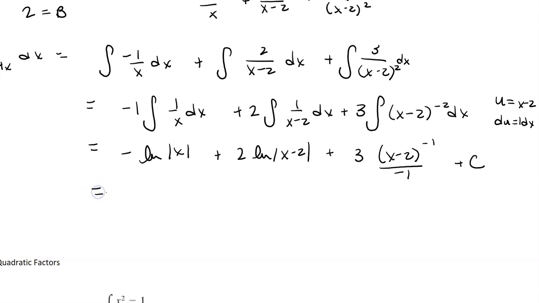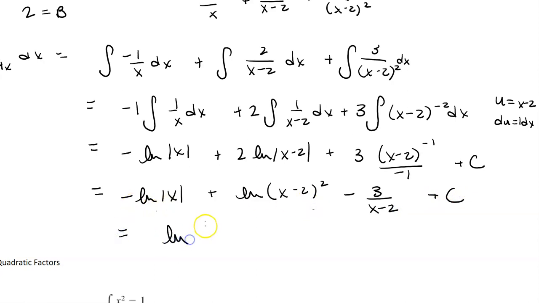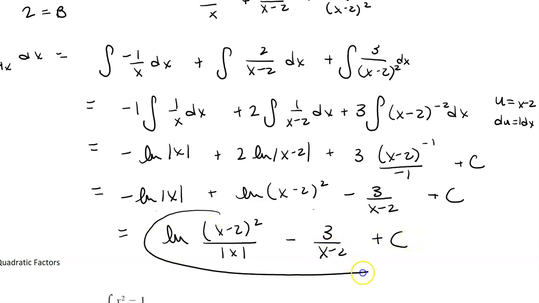Now I can do a little bit of work on this. I can bring the 2 in and square it. And since we're squaring it, we can drop the absolute value symbol. Then this one will become minus 3 over x minus 2 to the first power. And then I can combine these two using logarithm rules, and I'll have the natural log of x minus 2 squared over the absolute value of x, minus 3 over x minus 2, plus c. And that will be my final answer.